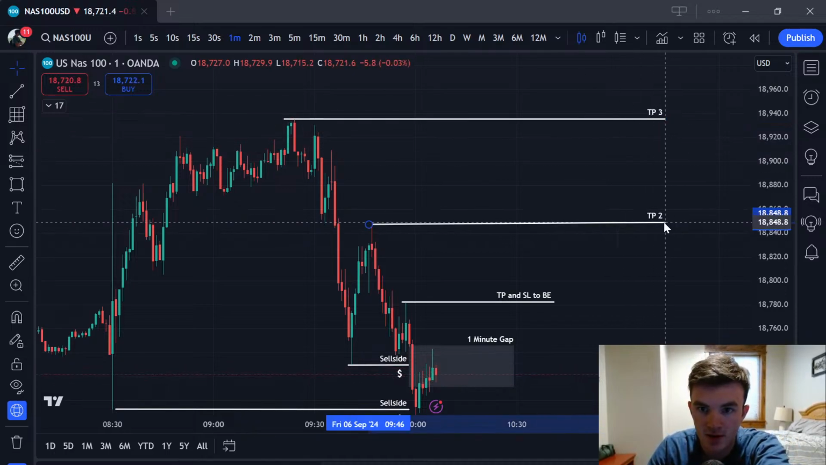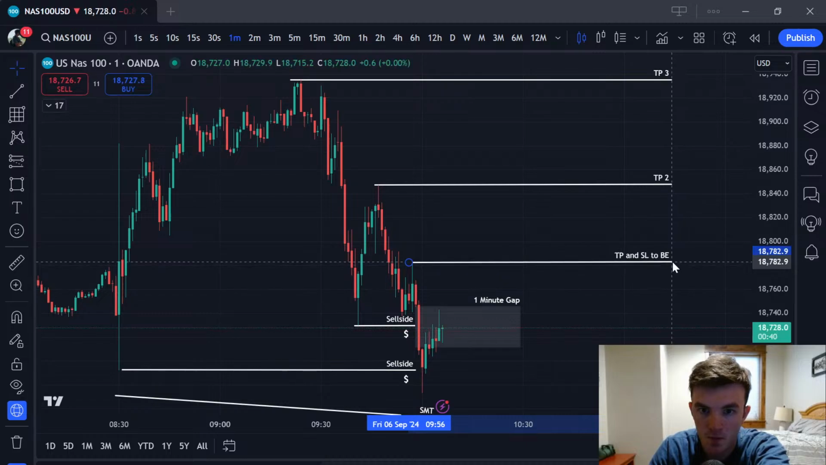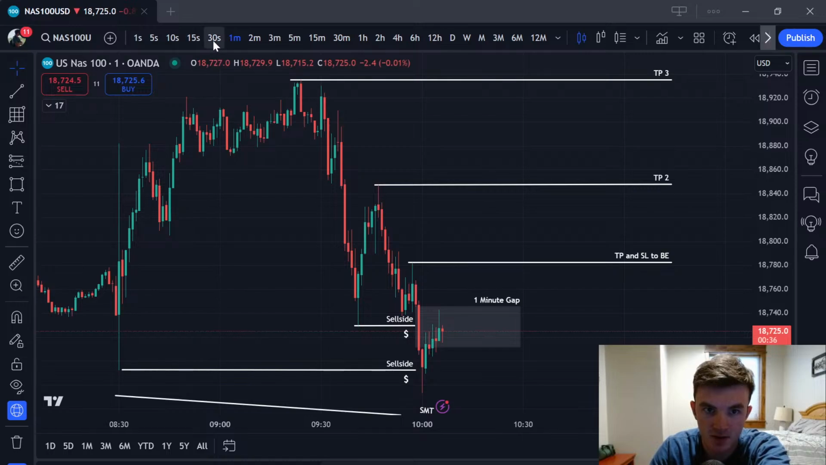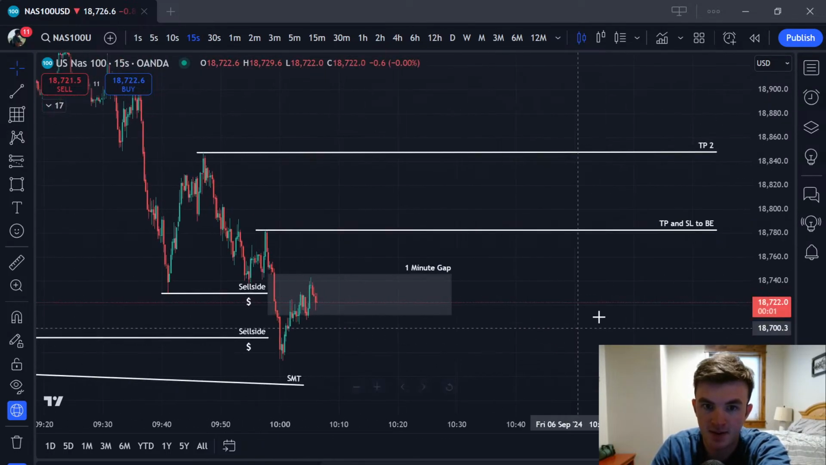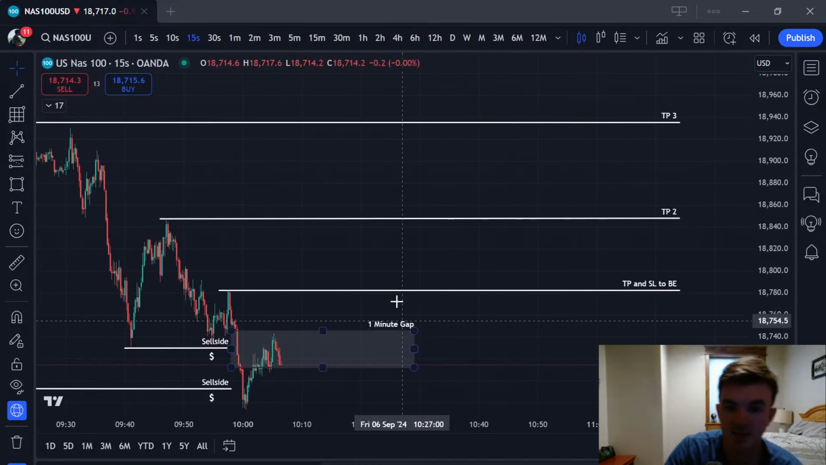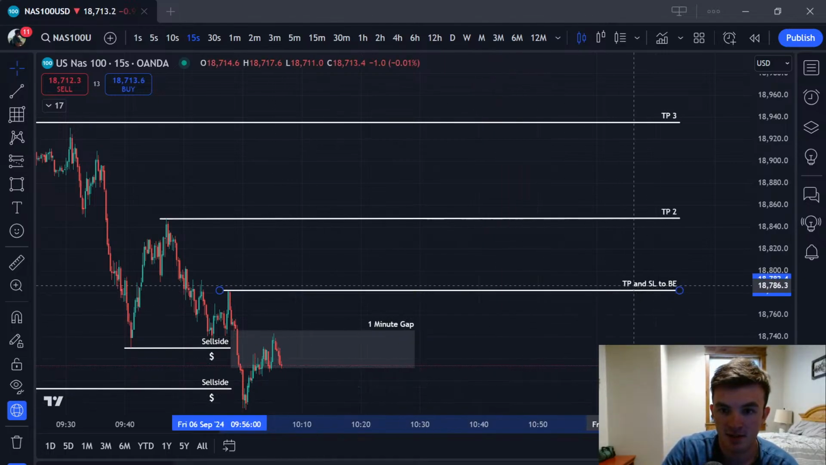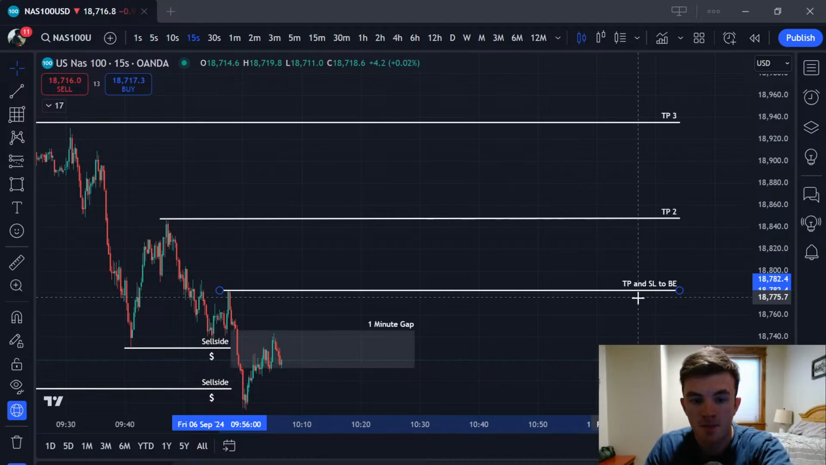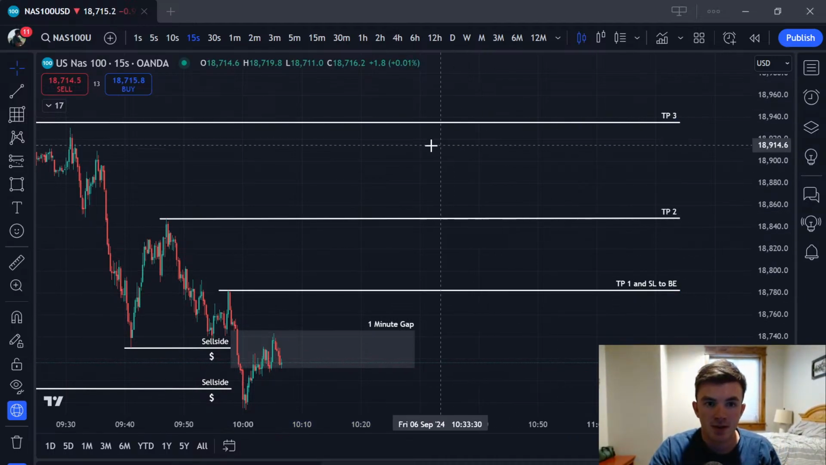So this is the trade. If we get this 1 minute inversion, this is the trade. Let's pull it down to the 15 second for better detail. So 1 minute gap here. If we get this inversion, take profit 1 and stop loss to break even. TP2 and TP3.